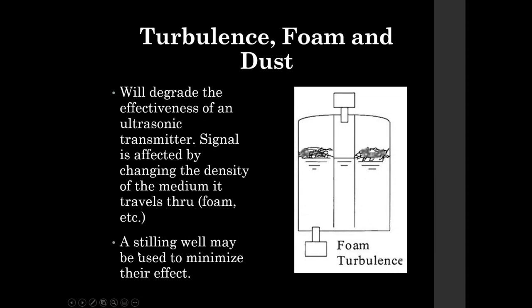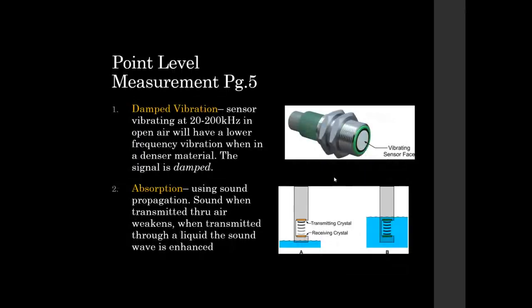And the first one we talk about is a stilling well, which we see here, which is basically just a pipe put down in the process that separates any turbulence or foam or dust that may be present in the tank and isolates it using essentially what is a large diameter piece of pipe that is used to just provide a nice calm area for the device to measure.